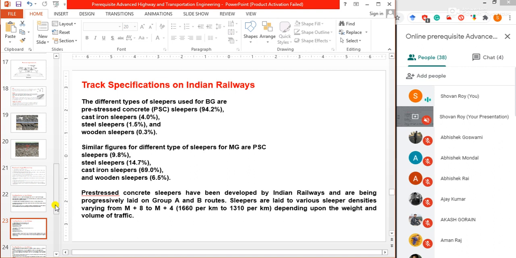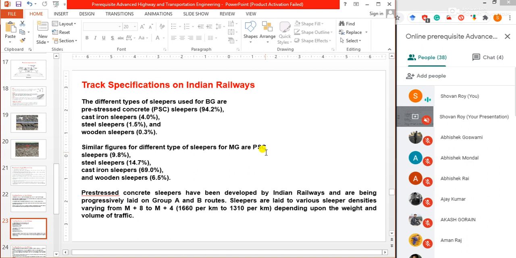Similar figures for different types of sleepers for meter gauge: PSC sleepers are 9.8%, steel sleepers are 14.7%, cast iron sleepers 69%, and wooden sleepers 6.5%.